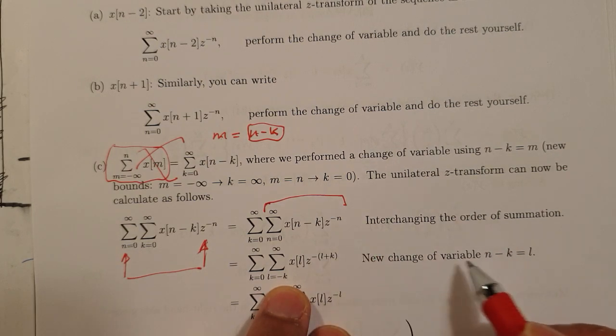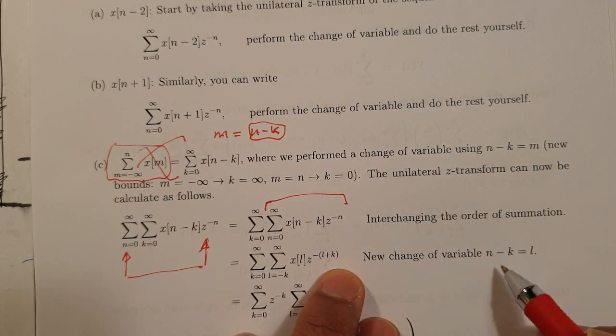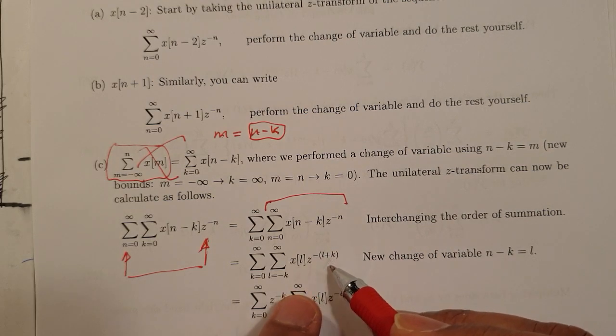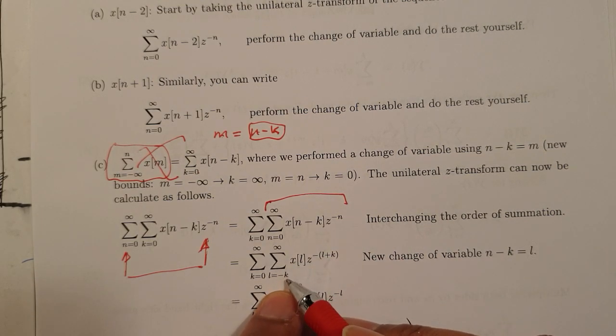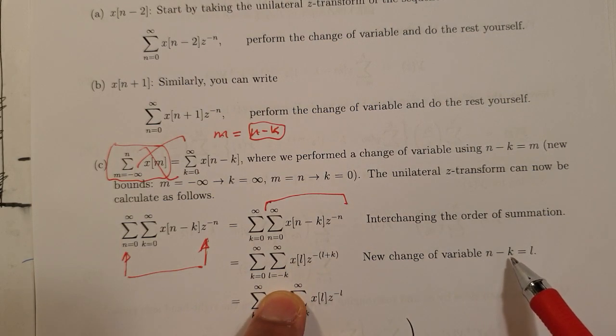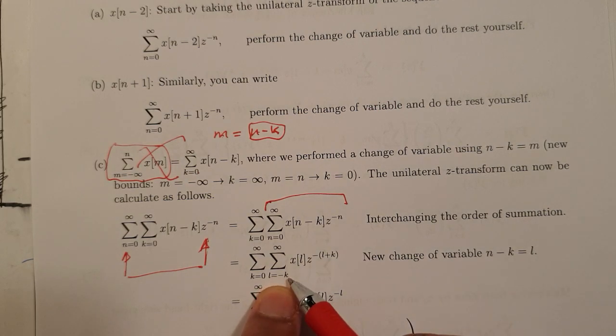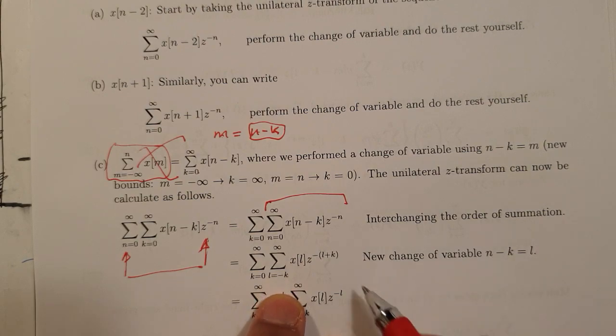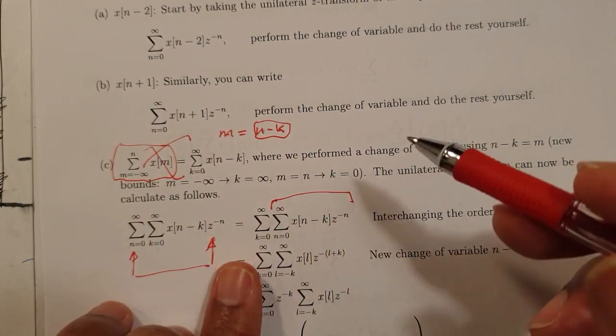So n will be replaced by L plus k, which I put here. I need to figure out the limits. When n is 0, L is equal to minus k. This is what you see here. And for infinity it is the same: when n is infinity, L will also be infinity. So that's the task that you have to do.